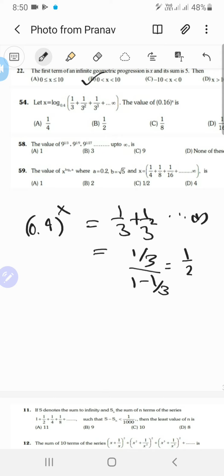So what do we get? Just square this, right? So when you square this, you get 0.16 to the x power equal to 1 by 4. That's nice. So the first option is correct.